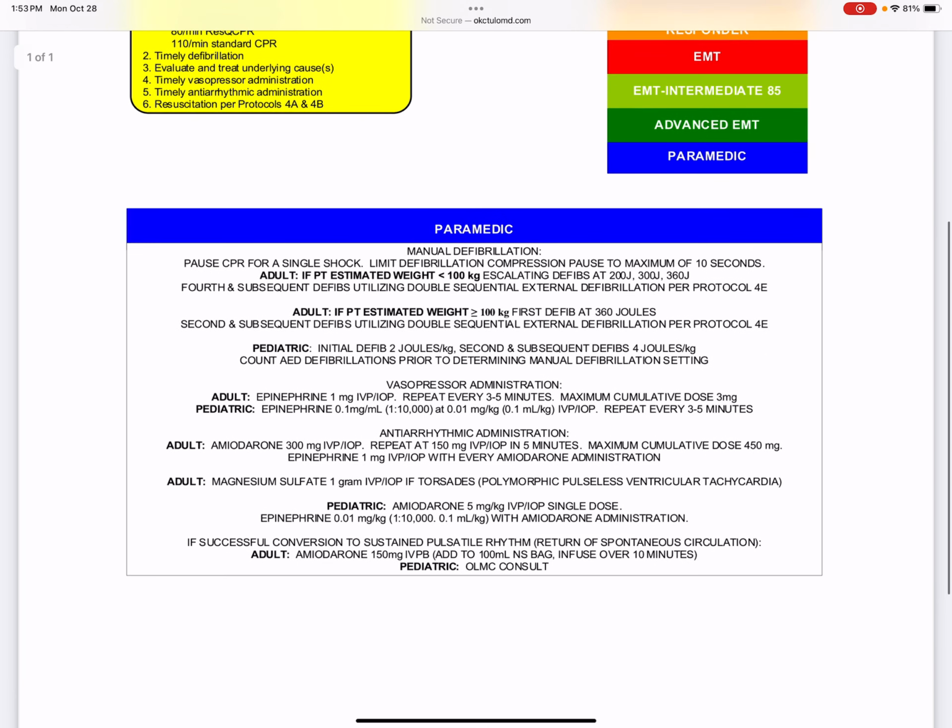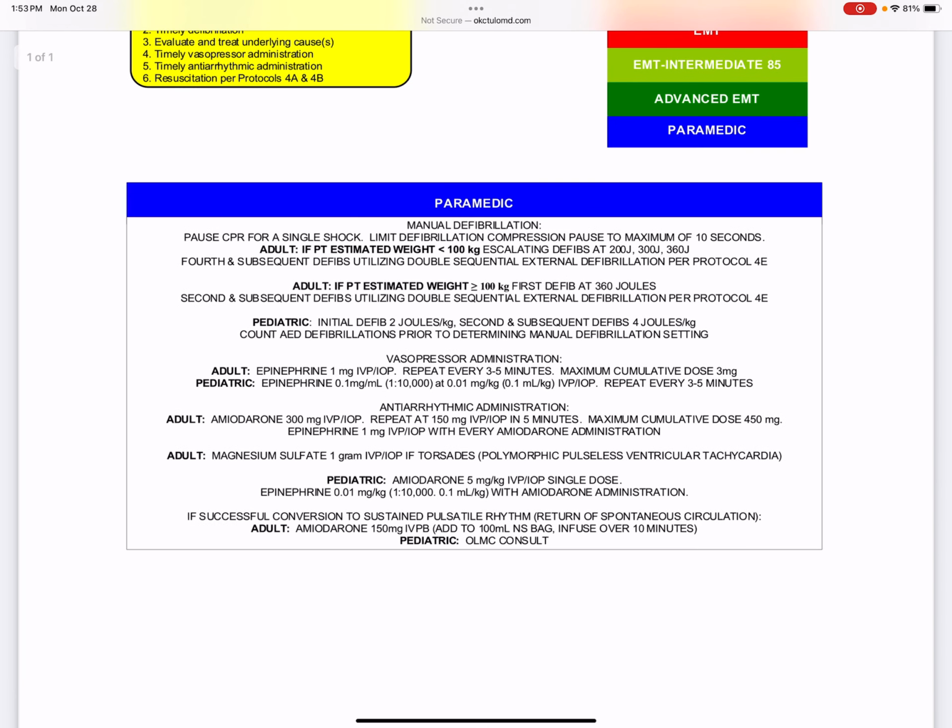So we go down here to the paramedic box for manual defibrillation. I've said this several times. We'll continue to say it. We're saying it for a reason. May or may not be good for you to know for testing purposes and real life. So pause CPR for a single shock. Limit defibrillation compression pause to a maximum of 10 seconds.